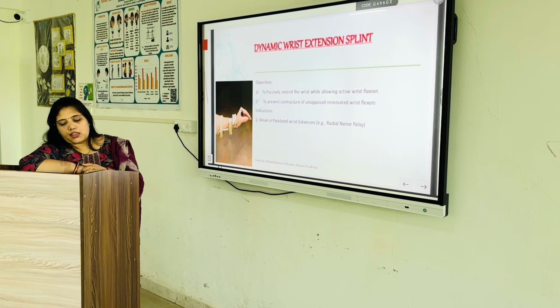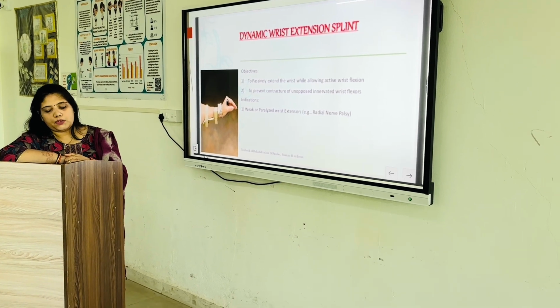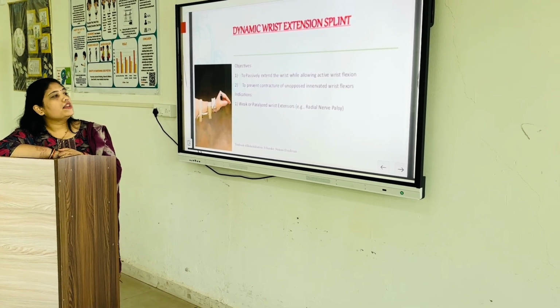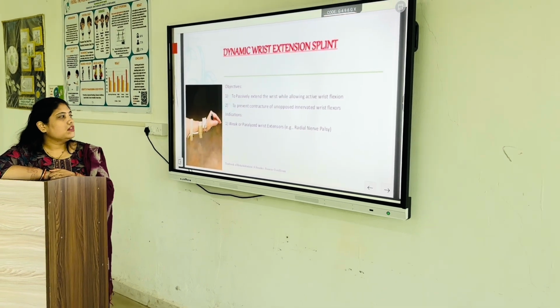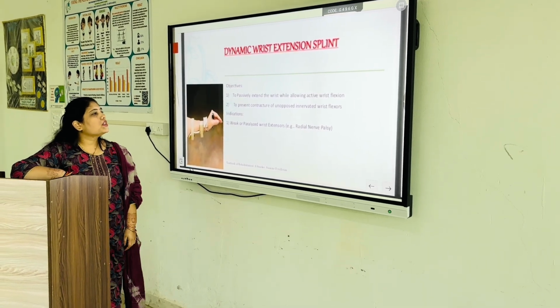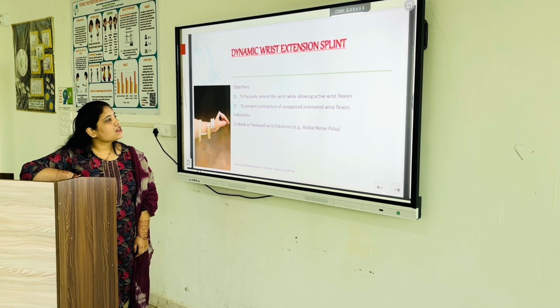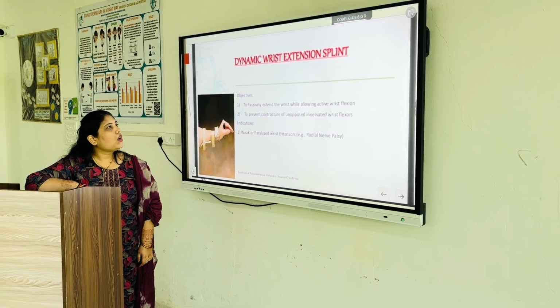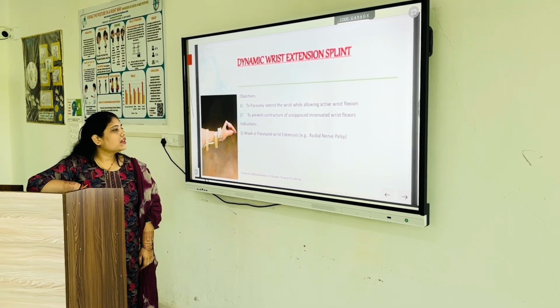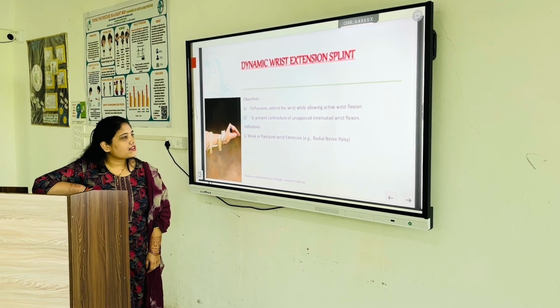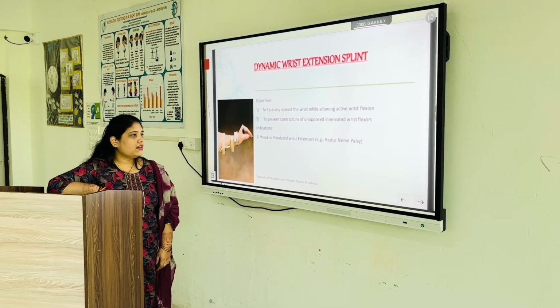Now, the dynamic wrist extension splint. The objective of this splint is to passively extend the wrist while allowing active wrist flexion, to prevent contracture of unopposed innervated wrist flexors. Indication of this splint is weak or paralyzed wrist extensors, for example, radial nerve palsy.